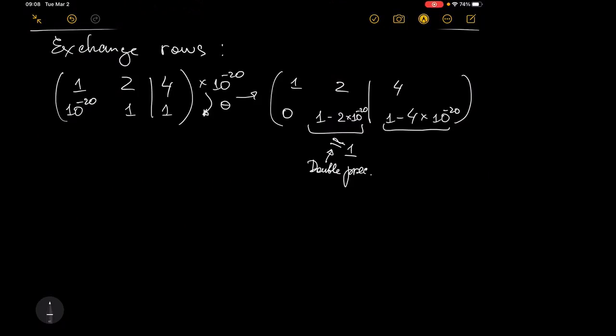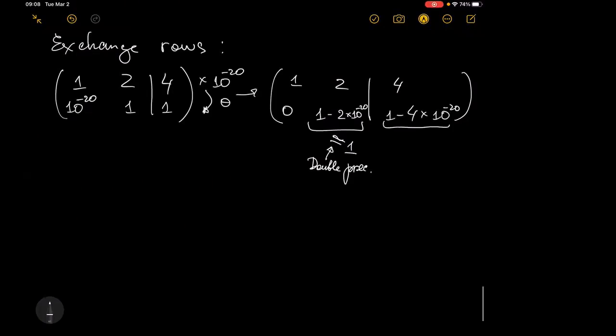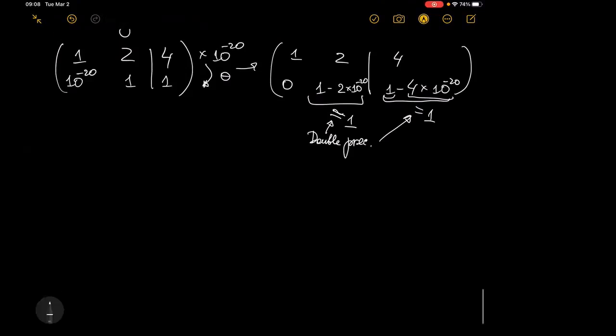And this is essentially also 1 in double precision. Why? Because we need to subtract from 1 4 to the minus 20, and we know that the difference will be in the 20th or 19th digit of the decimal point, but double precision keeps only 16 digits, right? So as a result, we are getting x1 plus 2x2 equals 4, and x2 equals 1.